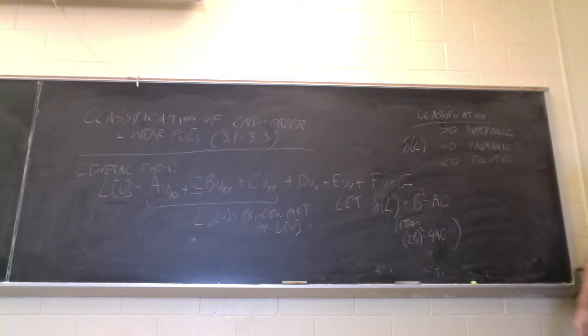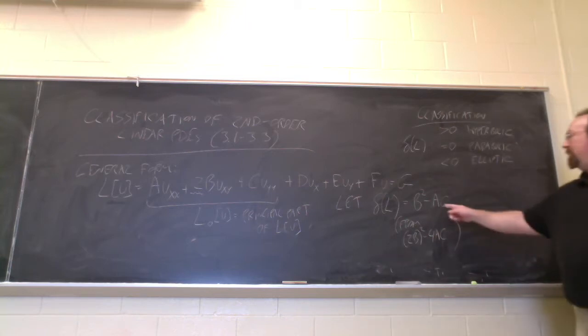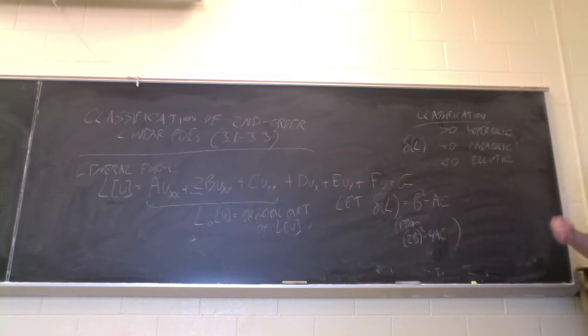Okay. Now, as I mentioned last time, I'll refresh your memory. These names have nothing to do with how the solutions of a PDE actually behave. There's nothing conic section-like about them. But if you think about a typical quadratic function, ax squared plus 2bxy plus cy squared, this discriminant would determine whether that equation set equal to 0 describes a hyperbola, a parabola, or an ellipse. That's where the names come from.